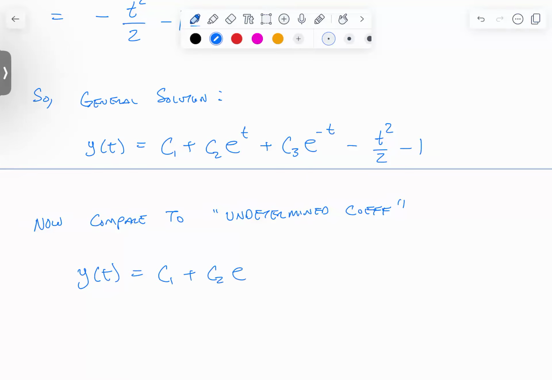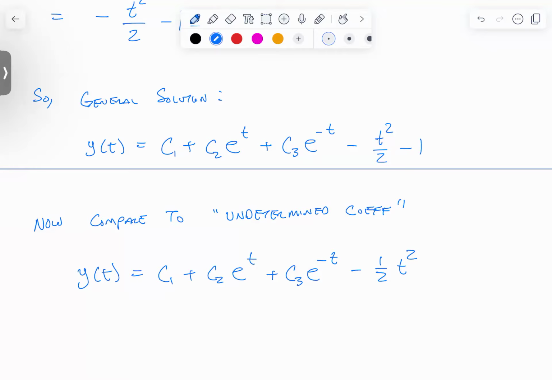It's been shifted. That's what we got with undetermined coefficients. Here's what we just got with variation of parameters. How is this different? They're off by 1. Can I account for that anywhere? C1. Well done. That's just a constant.